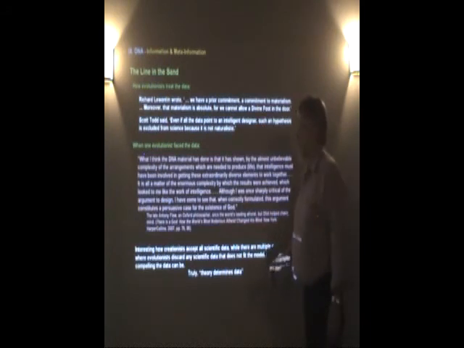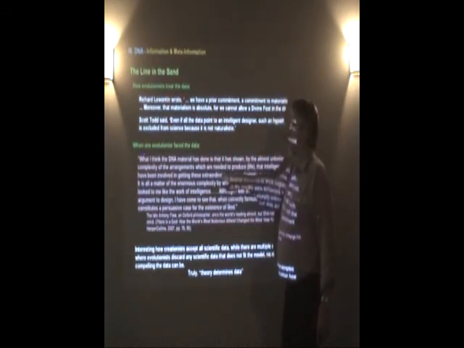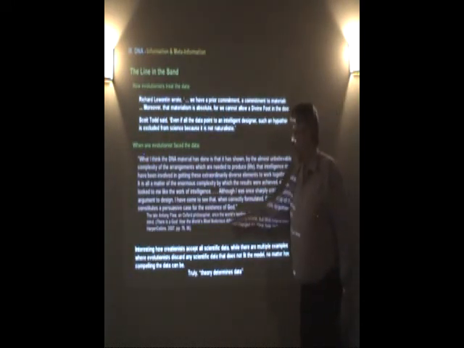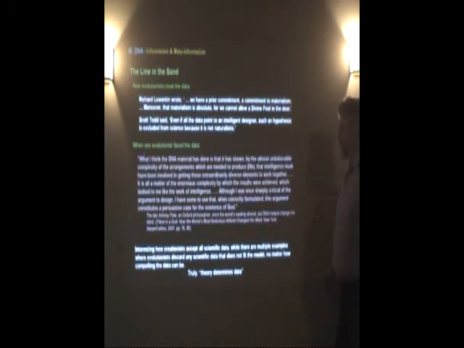On the other hand, when one evolutionist faced the data: "What I think the DNA material has done is that it has shown, by the almost unbelievable complexity of the arrangements which are needed to produce life, that intelligence must have been involved in getting these extraordinary diverse elements to work together. It's all a matter of the enormous complexity by which the results were achieved, which looked to me like the work of intelligence. Although I was once sharply critical of the argument to design, I have come to see that when correctly formulated, this argument constitutes a persuasive case for the existence of God." This is the late Anthony Flew, an Oxford philosopher, once the world's leading atheist, but DNA helped change his mind.